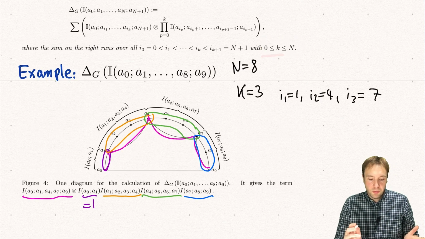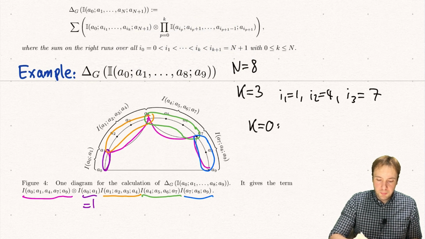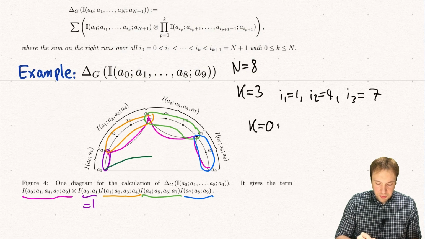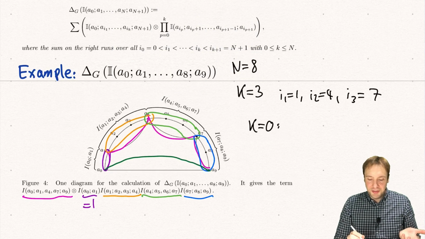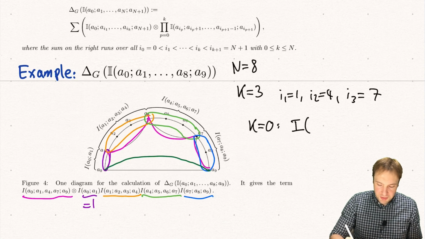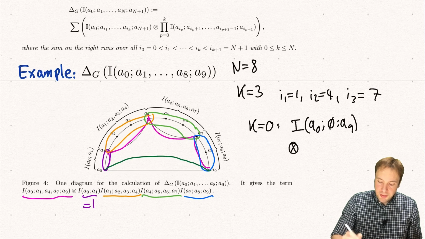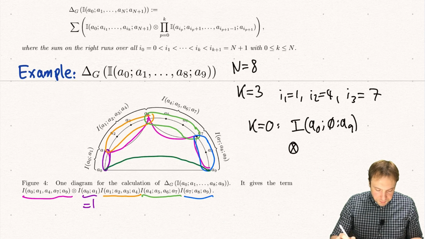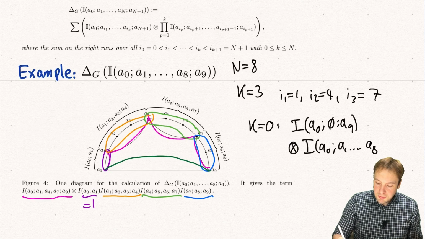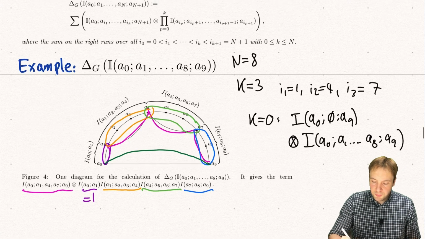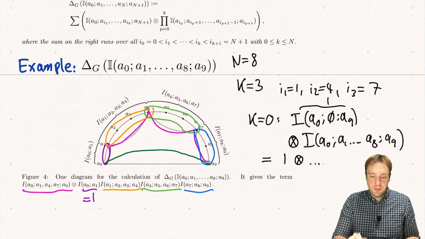So you start with k equals 0, which means you don't choose anything. So if k equals 0, you just have a line like this. So then on the left-hand side, you don't choose anything. So on the left-hand side, you get a0 empty a9. And on the right-hand side, well, everything in between. So you have a0, a1, up to a8, a9. So you get this term. So this one here is just 1. So this is 1 tensor your original input here.